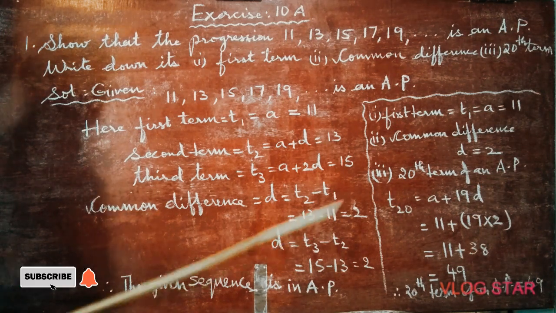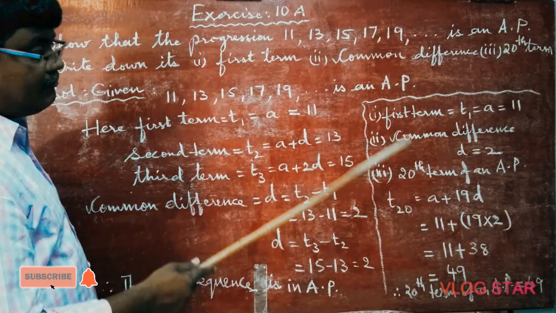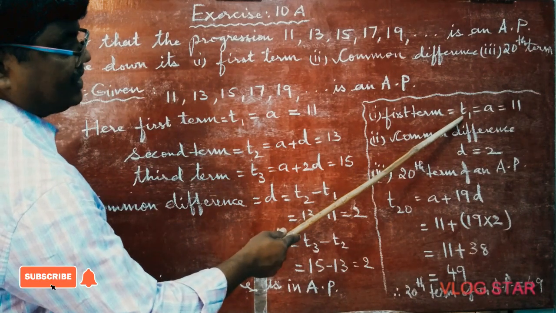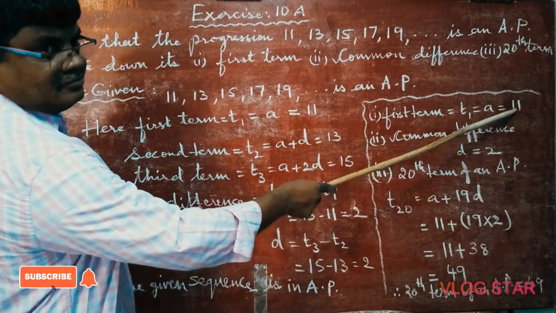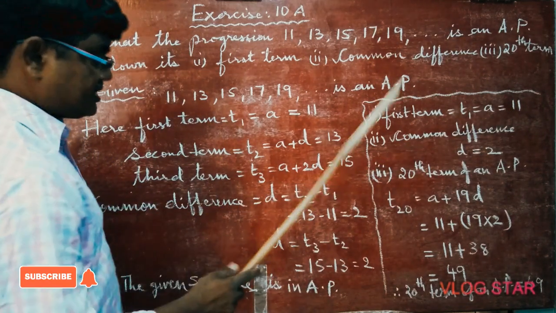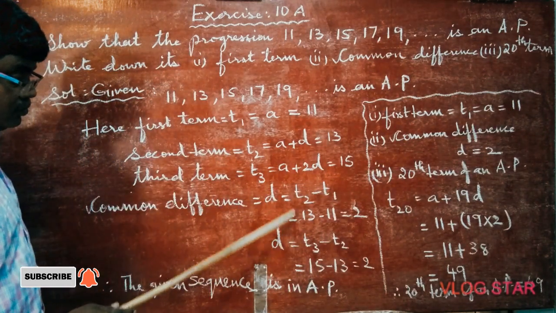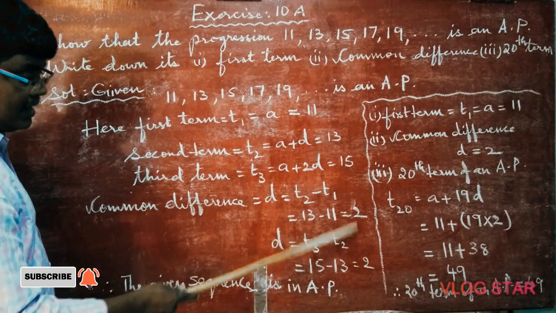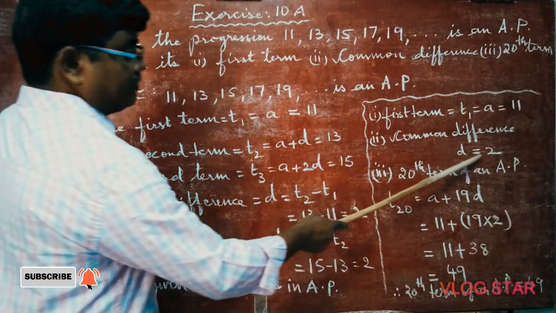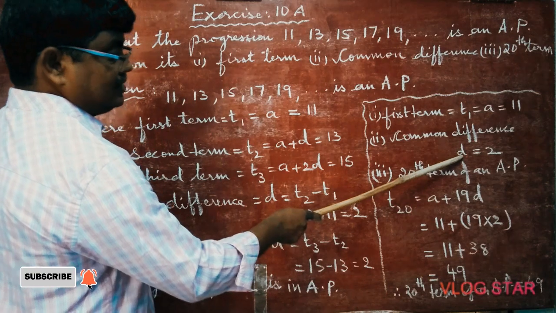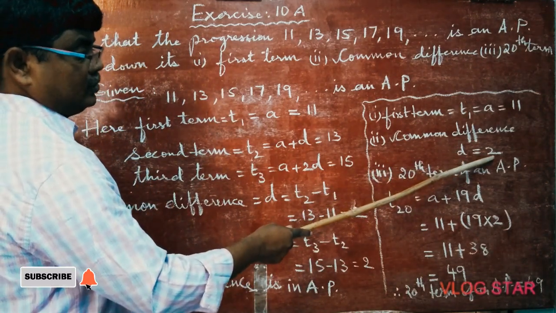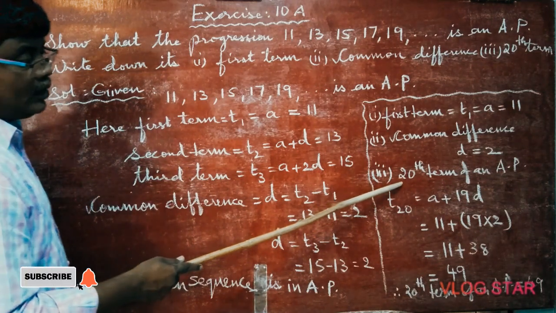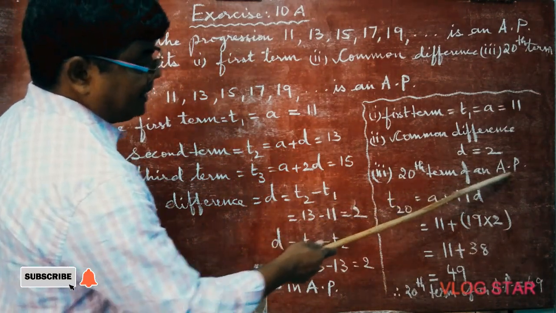When it is in AP, then we can find all these. First term we represent as T1. The first term A is equal to 11. Common difference, just now we found the common difference, 2. How much did we get? Answer we got 2. That we wrote. Common difference is represented with small letter D, which is equal to 2.